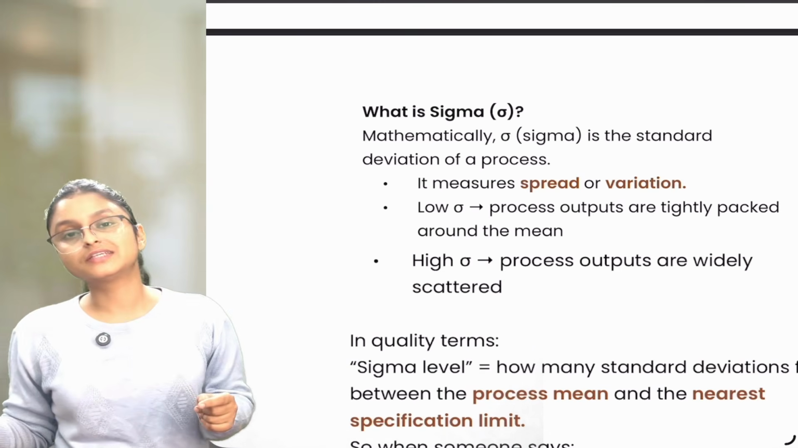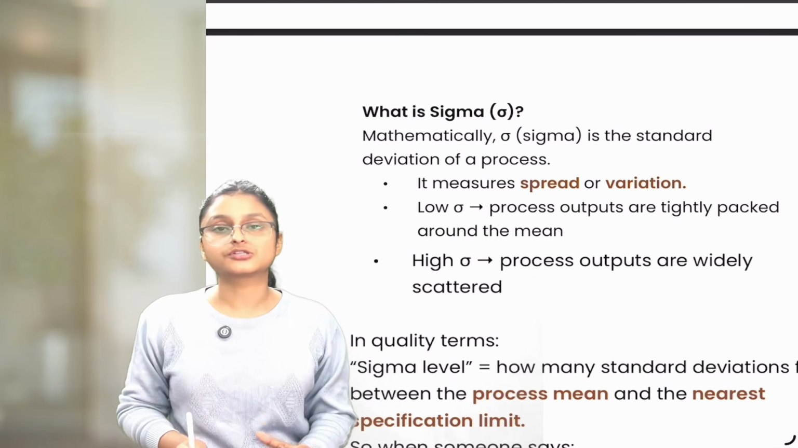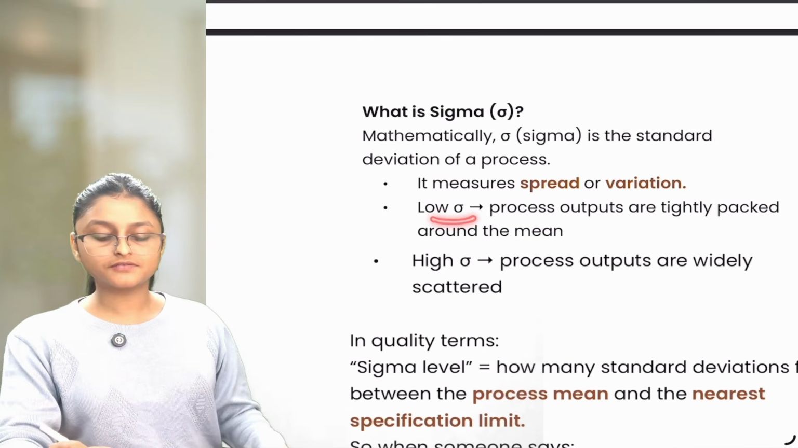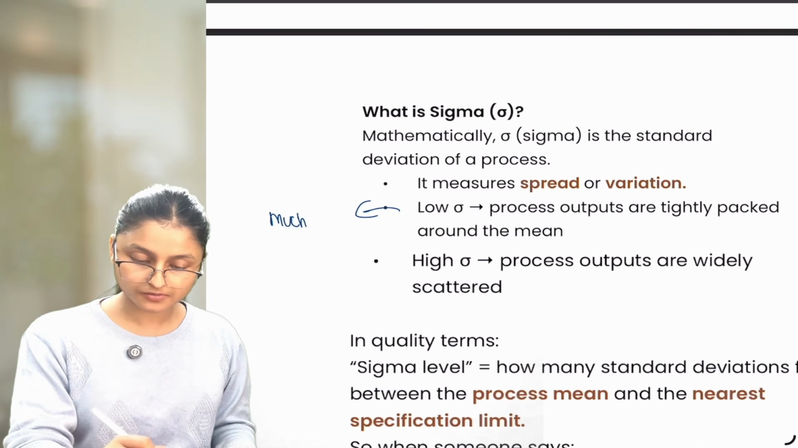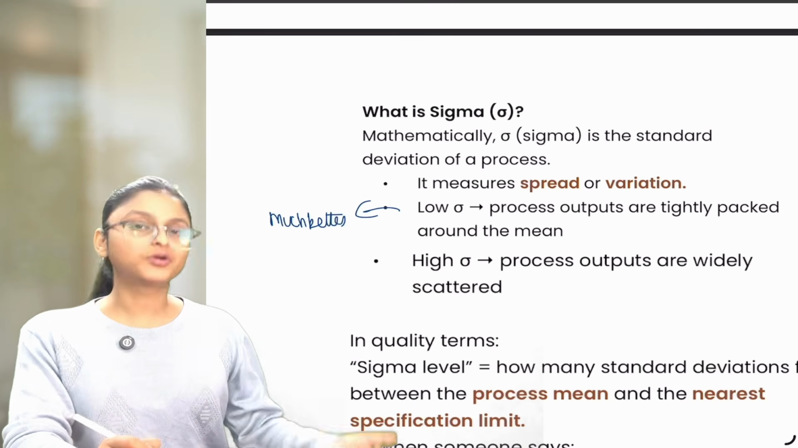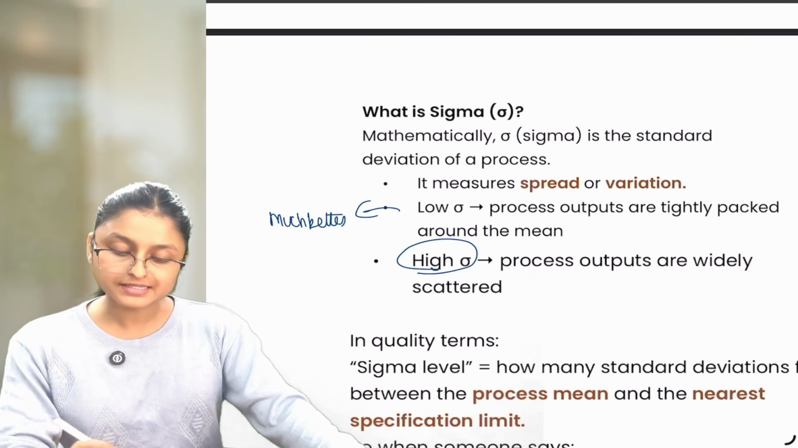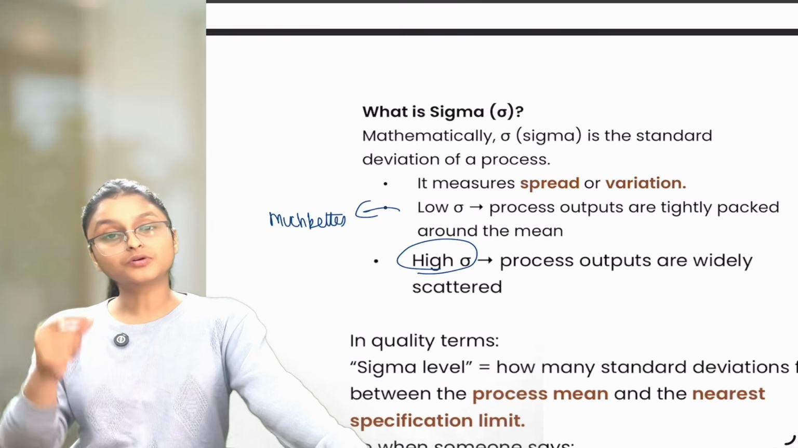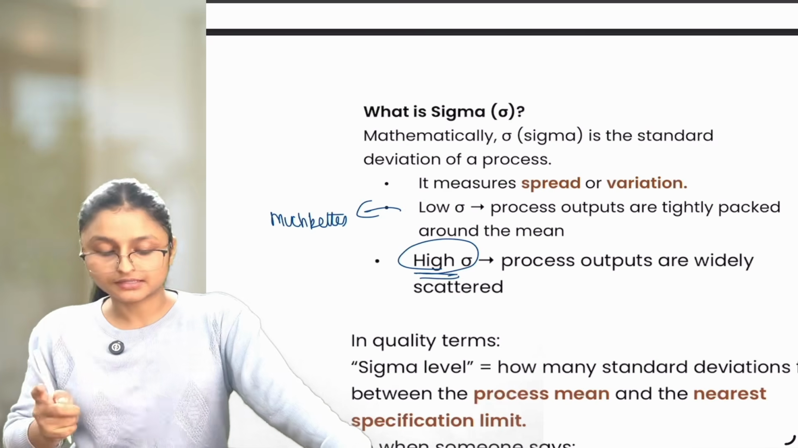What is better for the organization? We want to shrink the curve, right? We want to shrink the variations. We want to lower the variation. And the lower the variation, the better it is for the organization. So, low standard deviation process outputs are tightly packed around the mean, and this is much better for the organization, because the lower the variation, the more good output will be generated. More standard deviation will be covered inside the specification limit of the customer. High standard deviation leads to widely scattered output, and badly scattered output means a lot of variation is there.